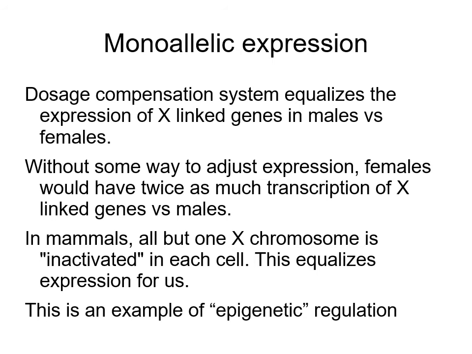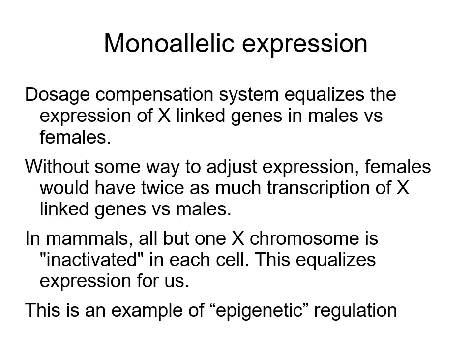Which makes sense if you think about it: women have two X's and men have just one. And you don't want to have twice as much expression of X-linked genes in females versus males. So in a way to equalize the situation, females inactivate all but one X chromosome in each cell. And that equalizes the expression. It means we have one active X in each cell, which is what men have. So we have to shut off the expression from one of our X's, and this is done early in embryogenesis.